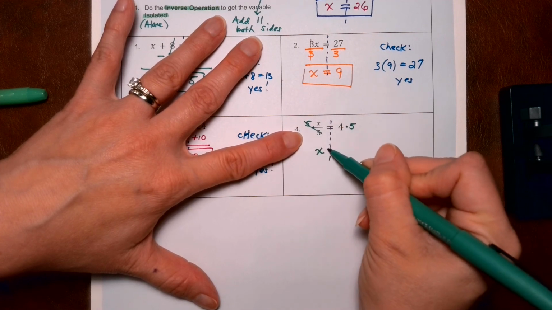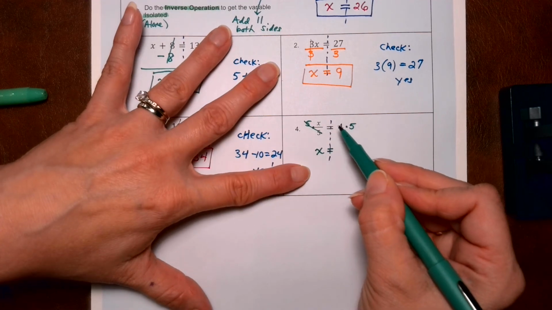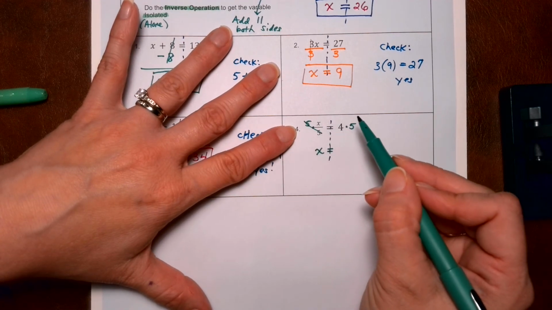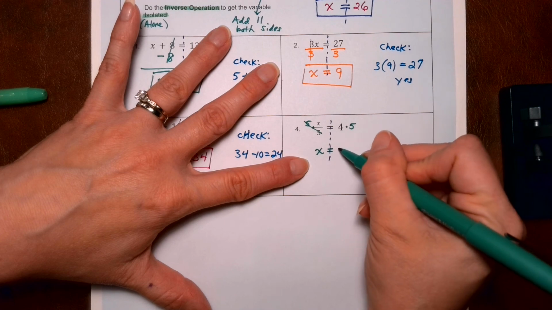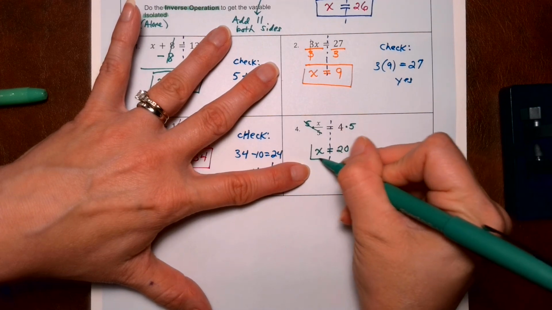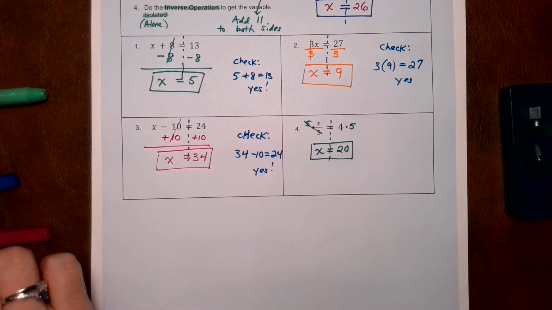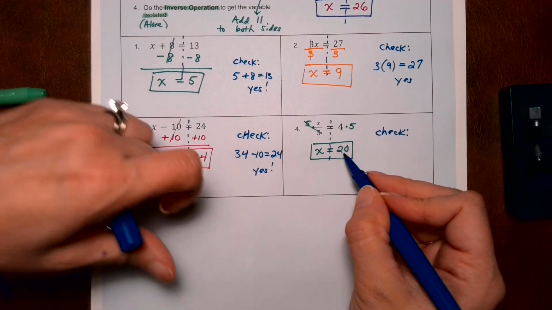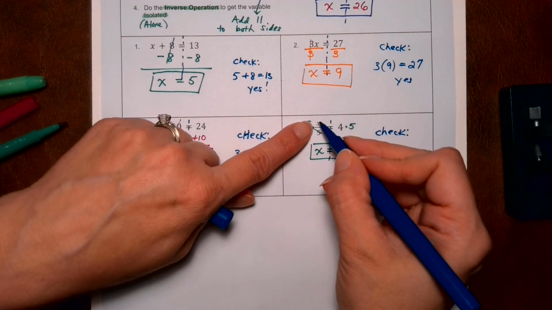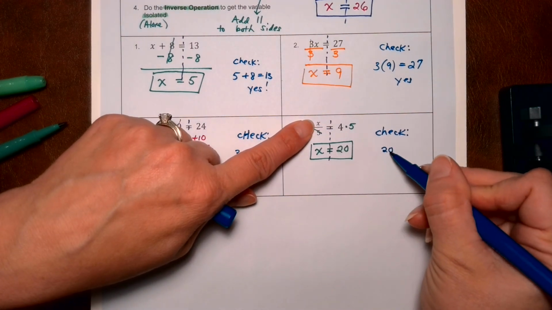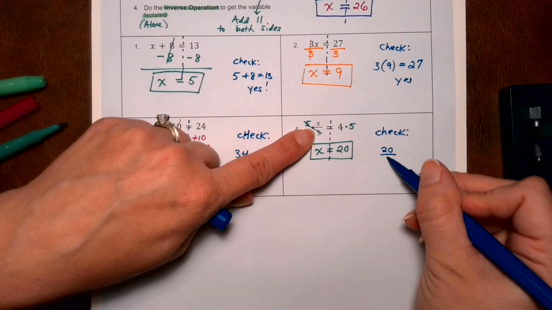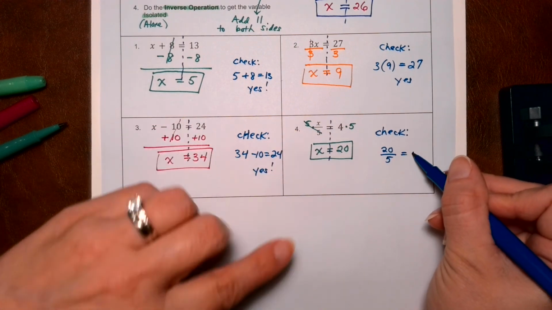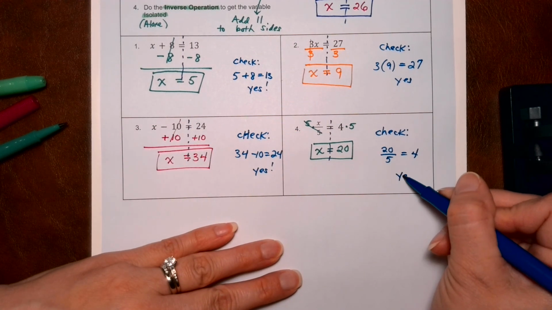And we have x equals. What you do to the left side, you have to do to the right side. And that makes 20. But remember, we have to check. We have to check to make sure. Is 20 the right answer for the x? Okay, 20. If we divide it by 5, does that make the 4? And the answer is yes.